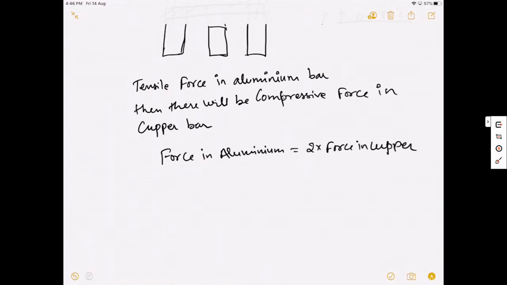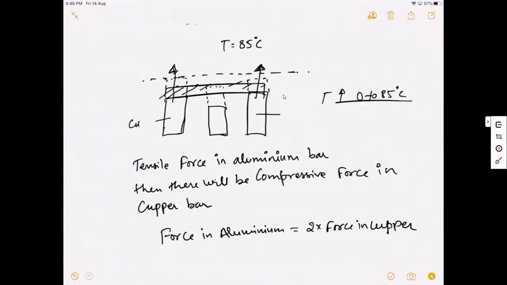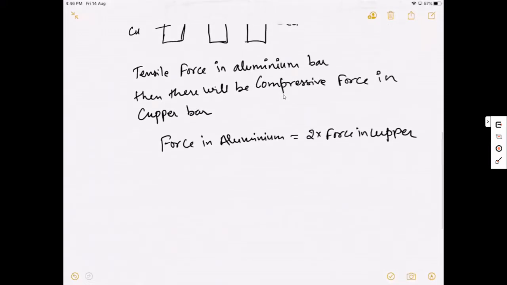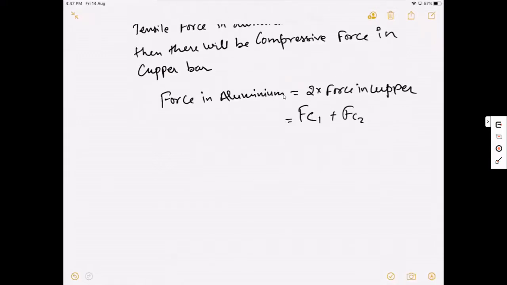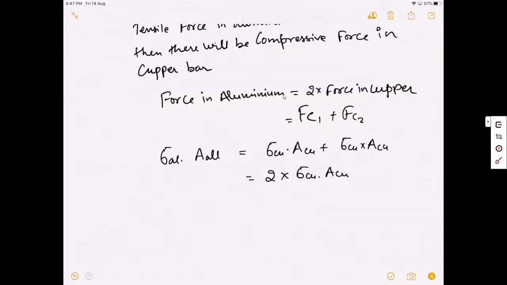Why am I doing 2 times? Because there are 2 copper bars and the area is the same. If the area was not the same, I would have written force in copper bar 1 plus force in copper bar 2. Force can be written as sigma aluminium into area aluminium, which equals sigma copper into area of copper plus sigma copper into area of copper, that is 2 times sigma copper into area of copper.